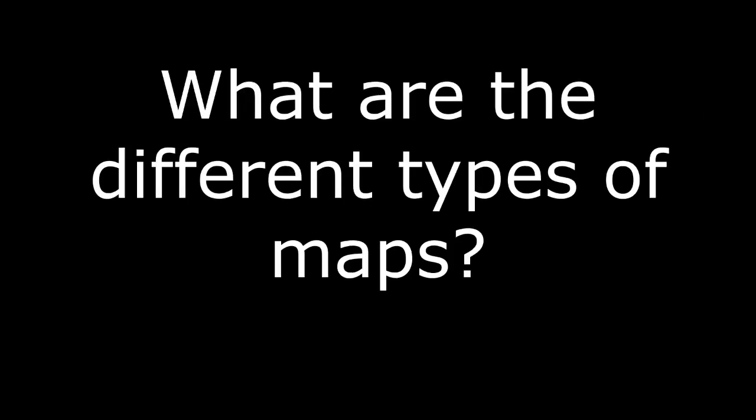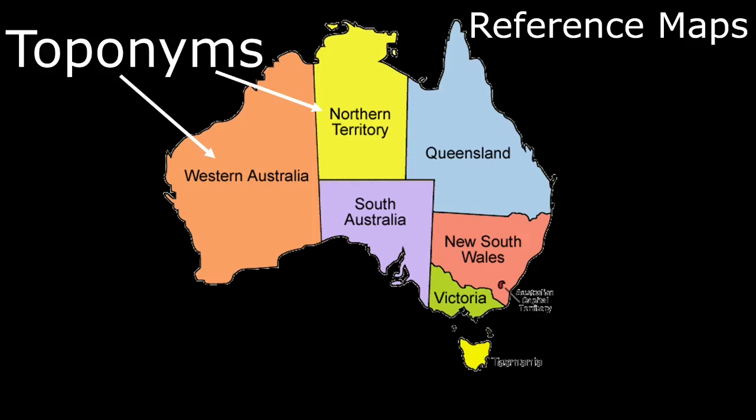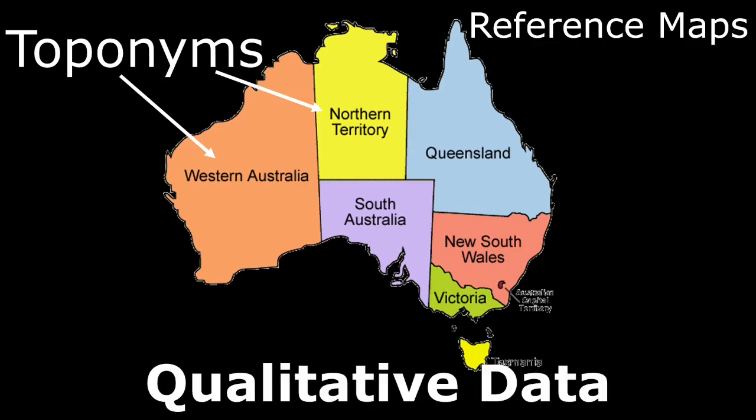So what are the different types of maps? Well, the first is our reference map, and we are referencing where something is. So here we have a reference map of Australia. Political maps are reference maps. We see the boundaries on our map. We can also have toponyms, which are just place names, technically. So we can commonly see these on reference maps. And what's on reference maps is qualitative data. And this data does not deal with numbers, it deals with the quality of some place.